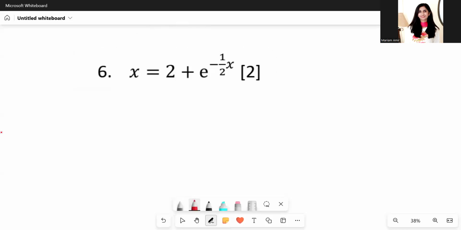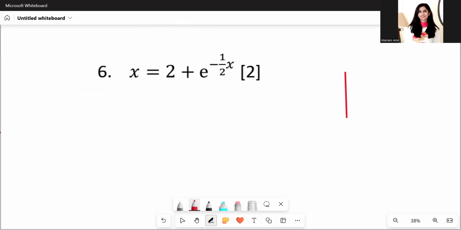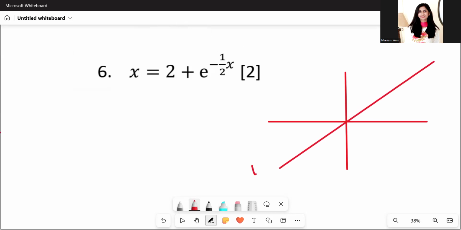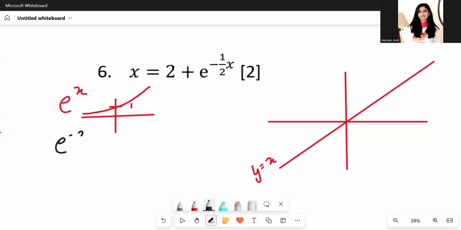All right, now we need to plot two graphs, y equals x, which simply looks like this. This is the graph for y equals x. You may label it. And then the graph for 2 plus e power minus half x. First thing we need to recall is what the graph for e power x looks like. It goes like this. Now we need to recall what the graph for e power minus x looks like. That goes like this.